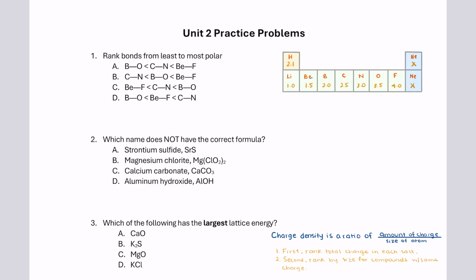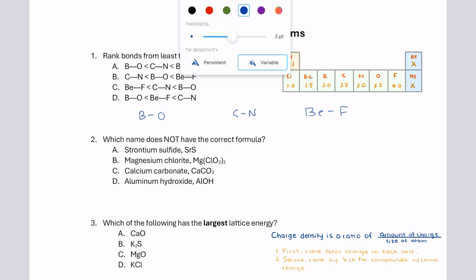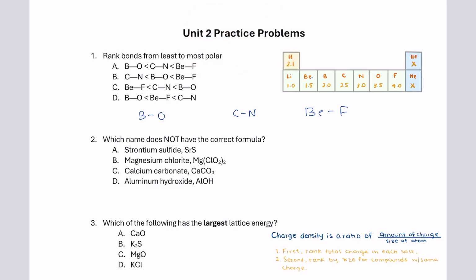Problem number 1 says rank the bonds from least to most polar. We have boron bonded to oxygen, carbon bonded to nitrogen, and beryllium bonded to fluorine. When ranking these bonds from least to most polar, the key concept we need to focus on is electronegativity difference. The greater the difference in electronegativity between two atoms, the more polar the bond is.